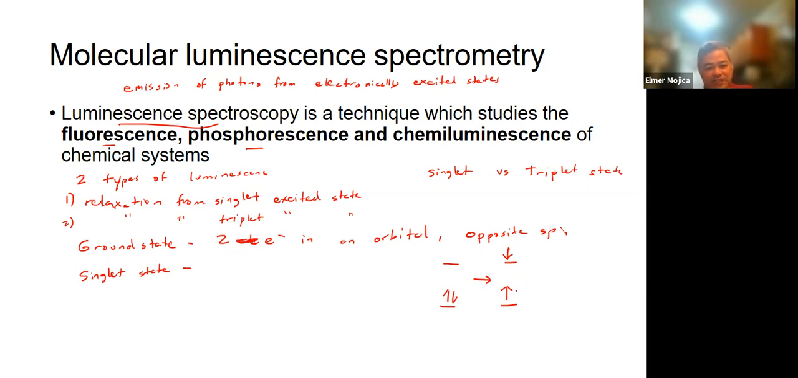Now, if we have the triplet state, the excited valence electron may spontaneously reverse its spin, or spin flip. So what happens instead can be like this. This process, which we will discuss later, is called intersystem crossing. So the electrons in both orbitals now have the same spin orientation. So those are the two types of luminescence, and how the singlet excited state is different from the triplet excited state. It just has something to do with the spin orientation.